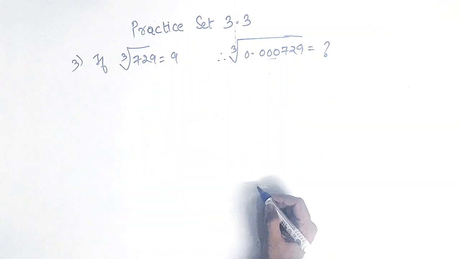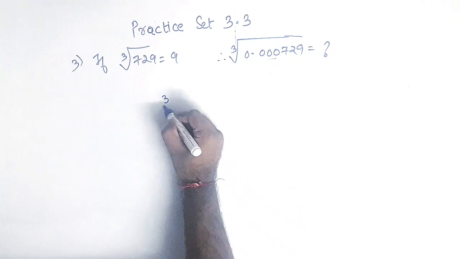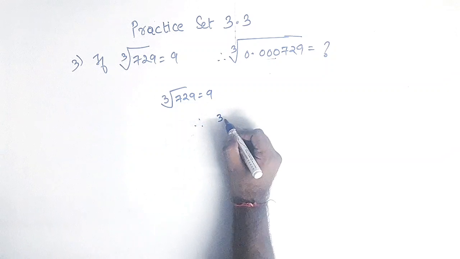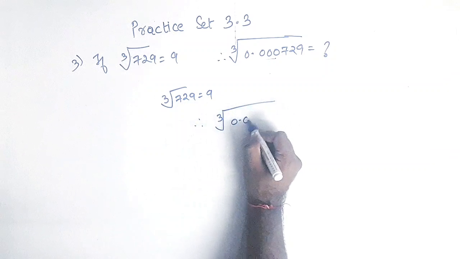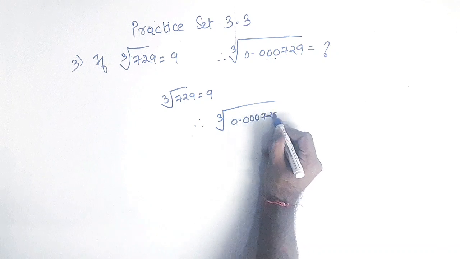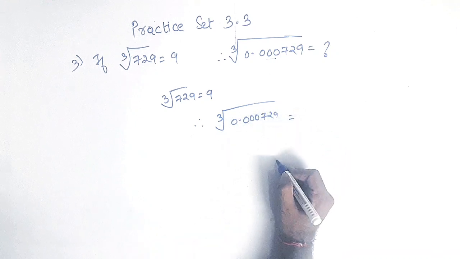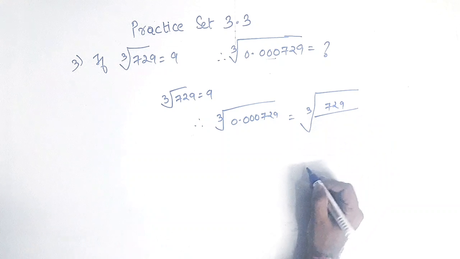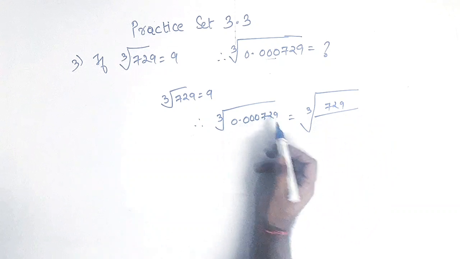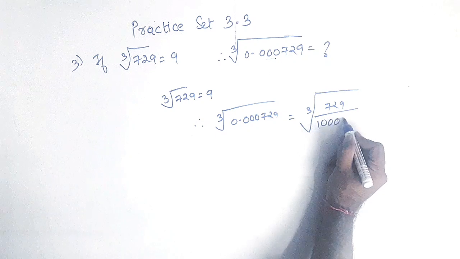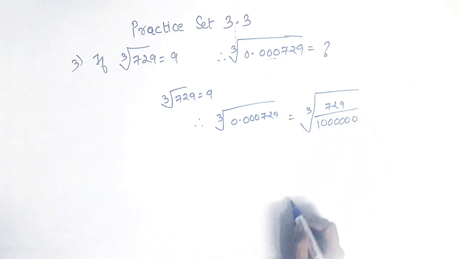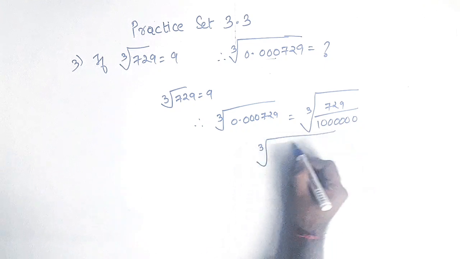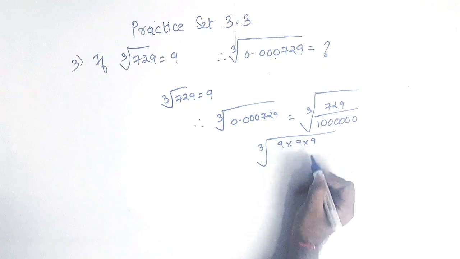Okay, but there is a way of doing it. How? Just see. The cube root of 729 equals 9. Therefore the cube root of 0.000729 is equal to, I'll write the cube root of 729 upon 1 2 3 4 5 6 digits. So I'll write 729 upon 6 zeros, that is 10 lakhs. Okay, so this becomes the cube root of, the factors I'll write, 9 into 9 into 9.